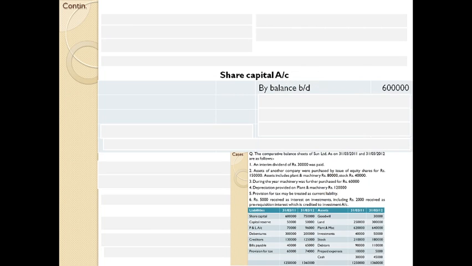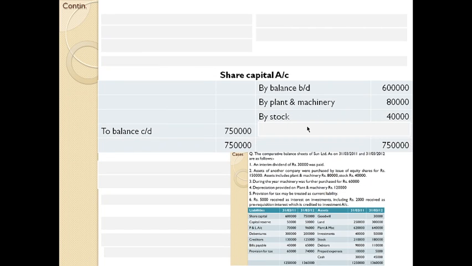So let us begin with share capital, because it is the most important adjustment in the case. We will begin with the opening as well as closing balances of the share capital. The opening was 6 lakh, so it is written on the credit side, and the closing was 7,50,000, shown on the debit side. After that, we have prepared a journal entry just now, so we have to post that journal entry in the share capital account. So it will be recorded like this: plant and machinery 80,000. Next one, stock 40,000, and the remaining amount, that was the balance or the adjustment.